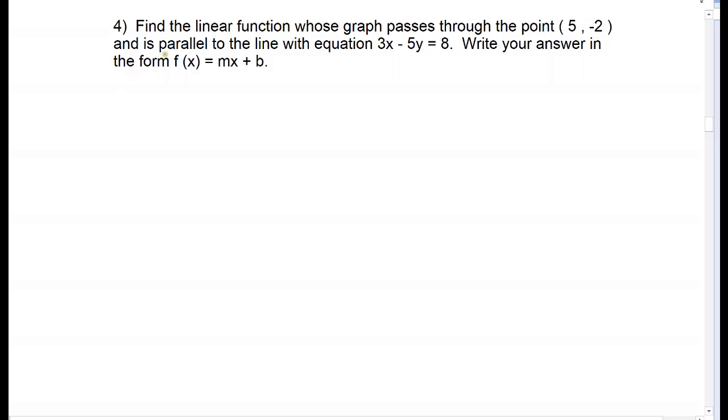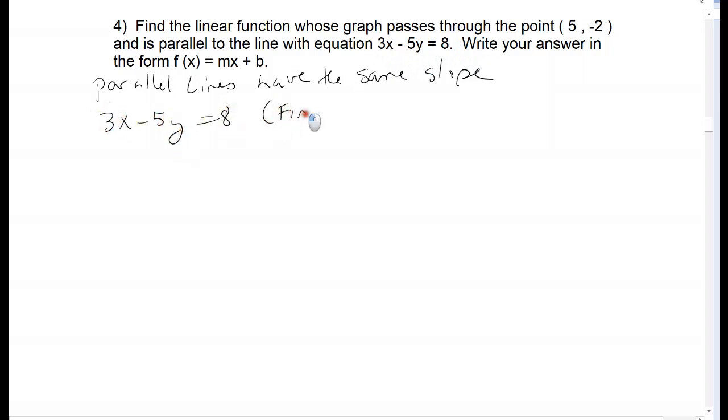Alright, so first of all, what's important here is they give me a parallel line. So you've got to remember parallel lines, the slopes are the same. So parallel lines have the same slope. So that means I get my slope by using this equation. So I'm going to use that equation to find slope. So my 3x minus 5y equals 8. I want to find my slope. But we do that by solving for y. Solve for y, because that's going to put it in the form mx plus b. Okay, so solve for y.